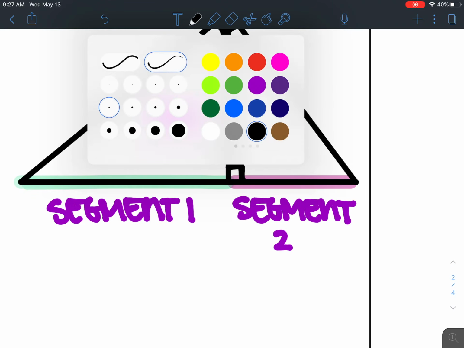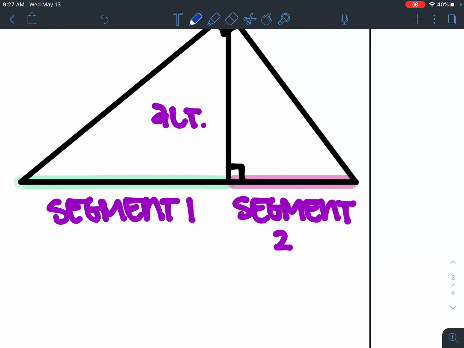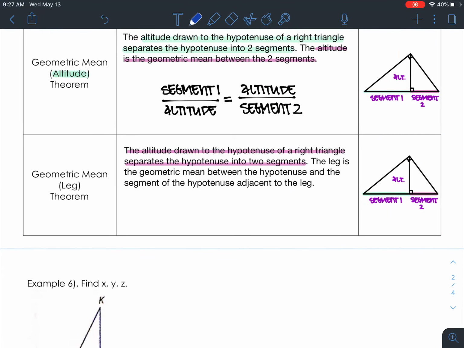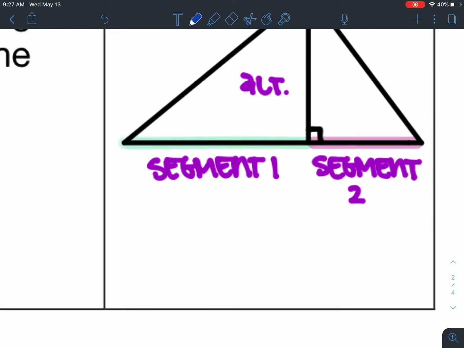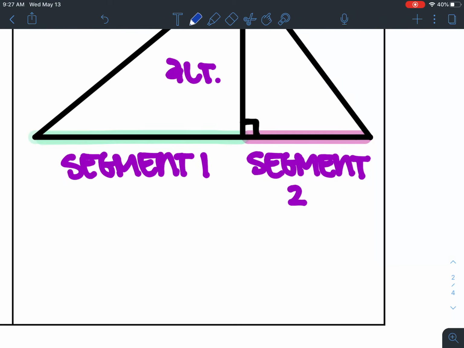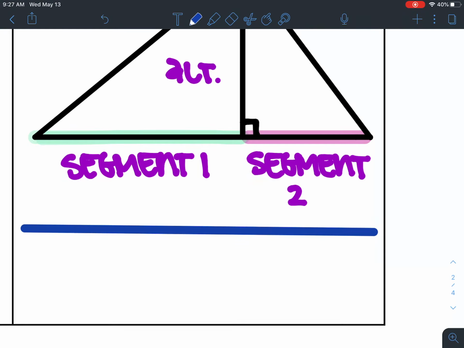All right, so we're now going to label some more stuff, though, because then it says that the leg is the geometric mean between the hypotenuse and the segment of the hypotenuse adjacent to the leg. Okay. All right. So here we go. I want you to go ahead and label that this full segment right here, all of this, is the hypotenuse.